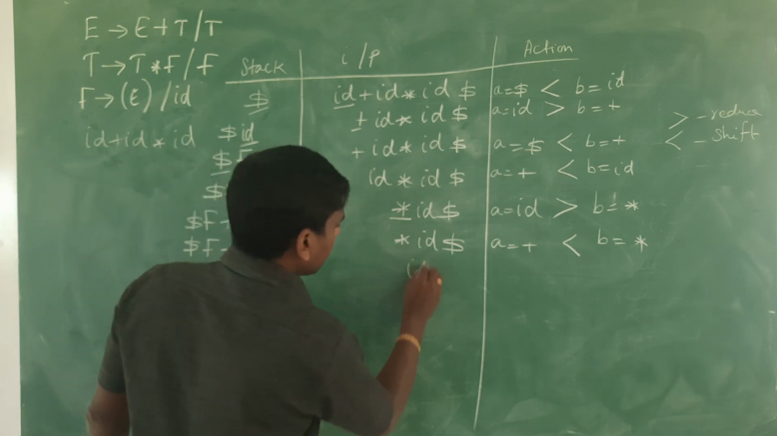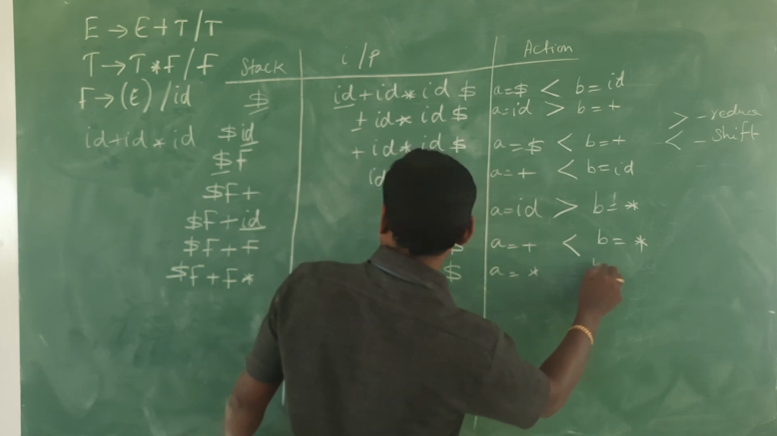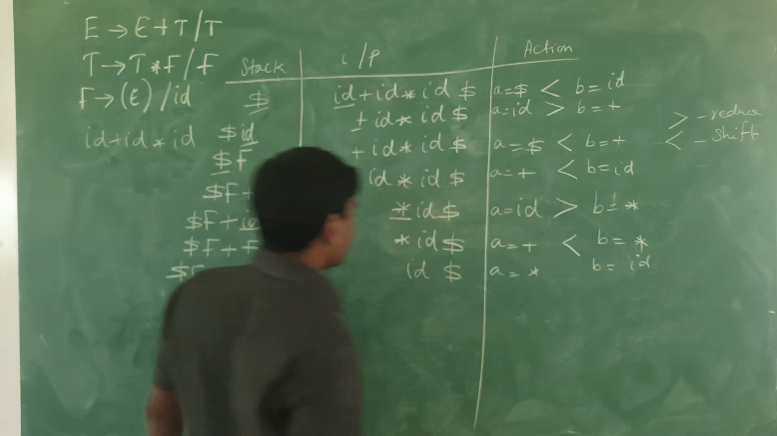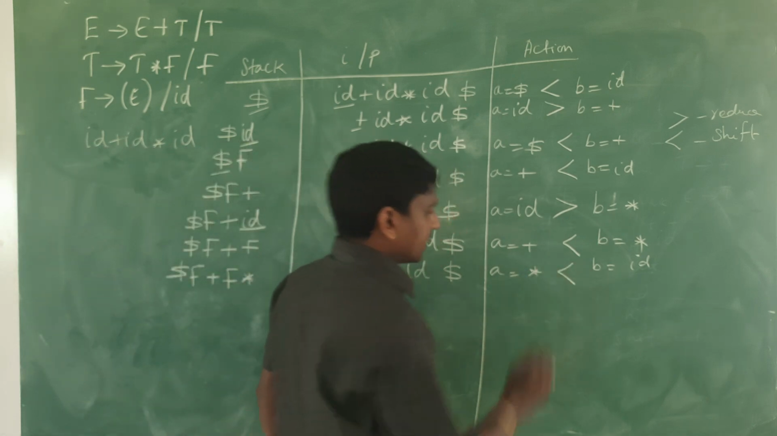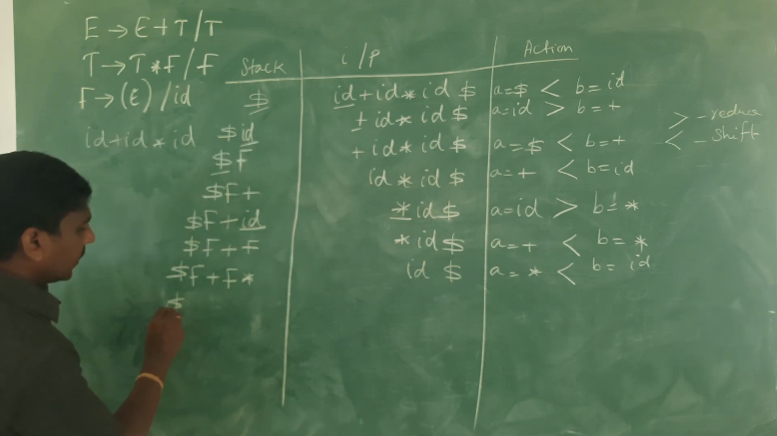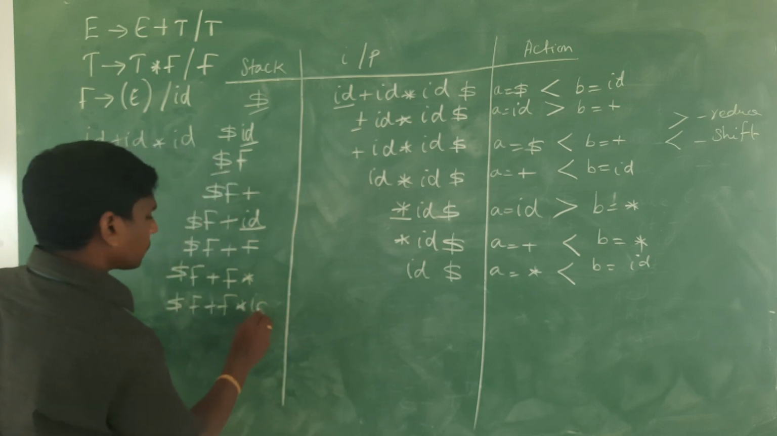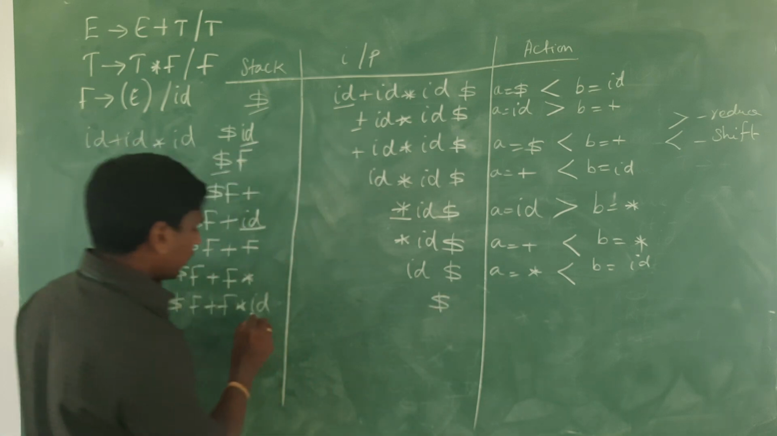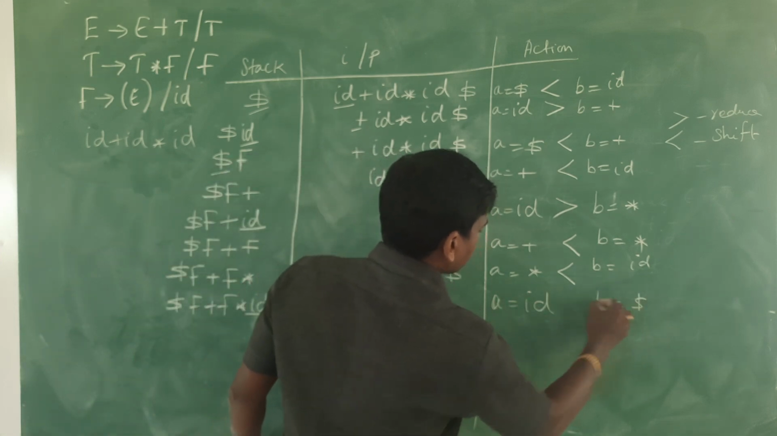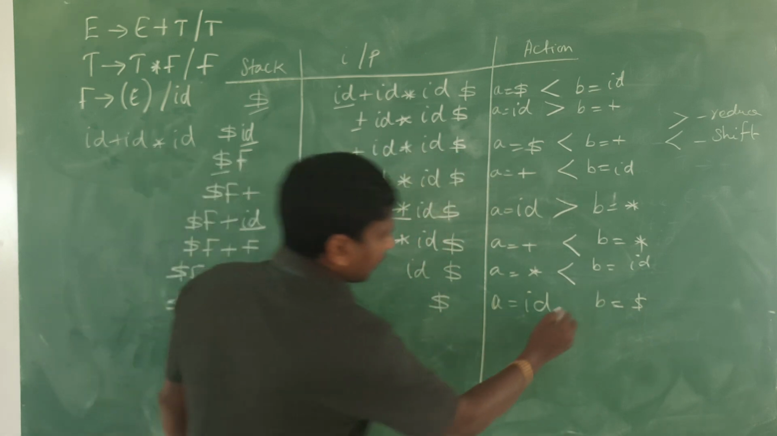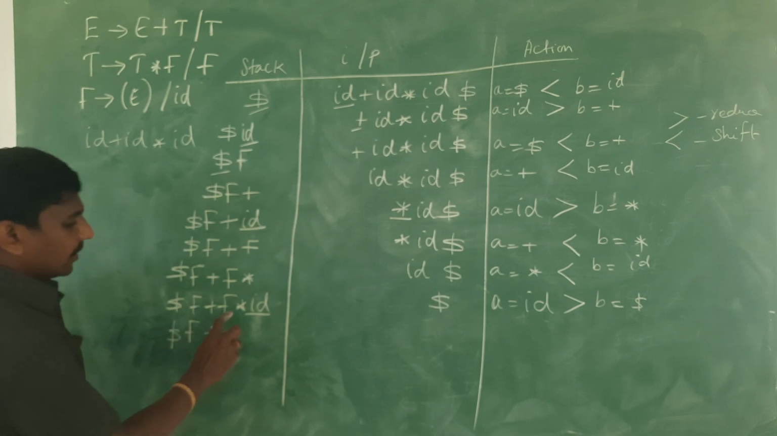Clear? So id dollar. Now you have to check a equal to star, b equal to id. So we have to check shift or reduce. Less than. So it is shift. So dollar f plus f star id. Clear? So now you have to check id and dollar. A equal to id, b equal to dollar. Clear? Is it shift or reduce? Reduce.